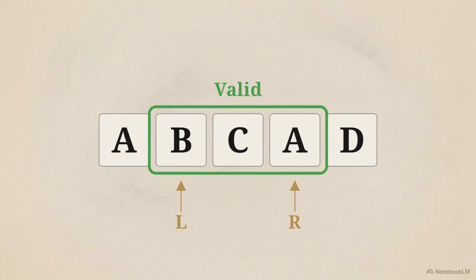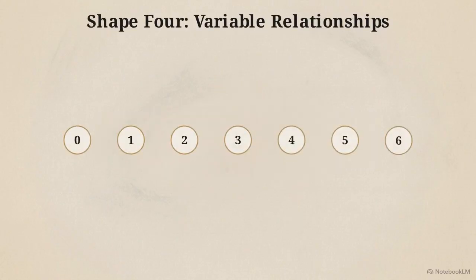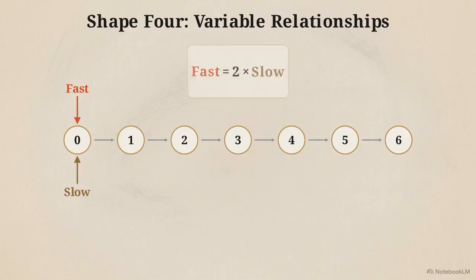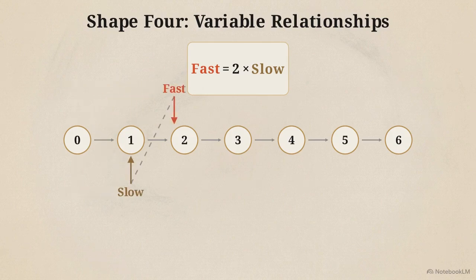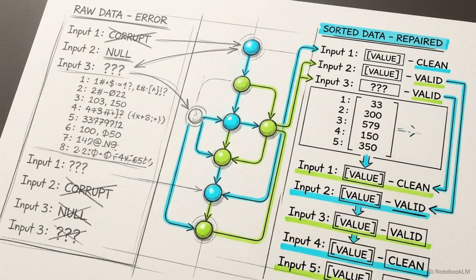Finally, we have shape 4, variable relationships. This diagram models a linked list with a slow pointer and a fast pointer, connected by a dotted line. Unlike the previous shapes, this invariant isn't managing a spatial zone. It manages a strict mathematical ratio. The slow pointer moves 1 node, and the fast pointer moves 2. By perfectly preserving that 2-to-1 speed ratio step by step, the algorithm builds the mathematical foundation required to detect infinite cycles. Mastering these specific shapes gives you a repeatable framework.